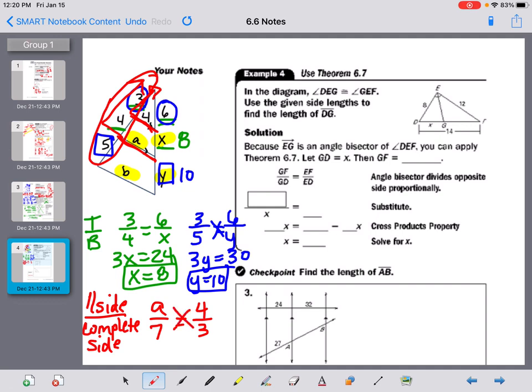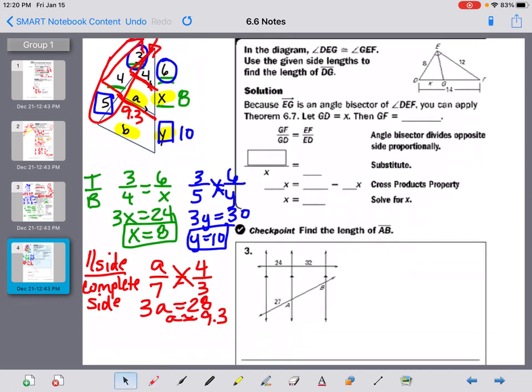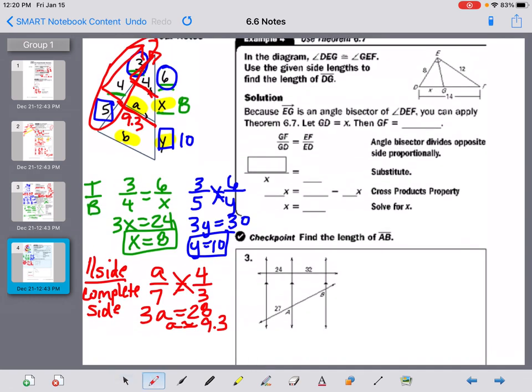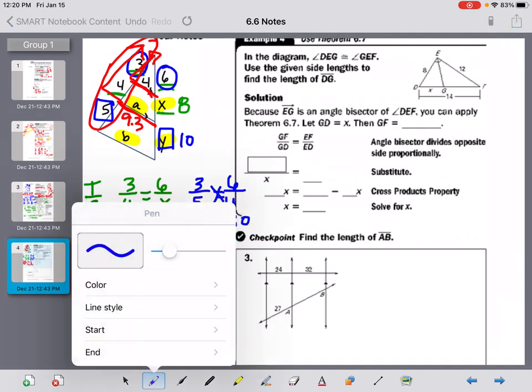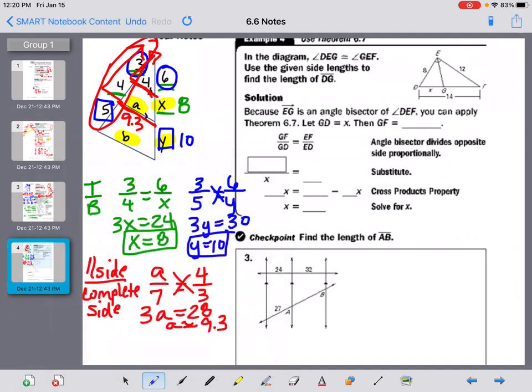I'm going to get a decimal, I can already tell. 3a equals 28. So it looks like a is going to be about 9.3. I rounded there, okay? So a is about 9.3. Okay, one more to go. Trying to make sure I can fit it in without losing my picture. This time I'm looking for B.